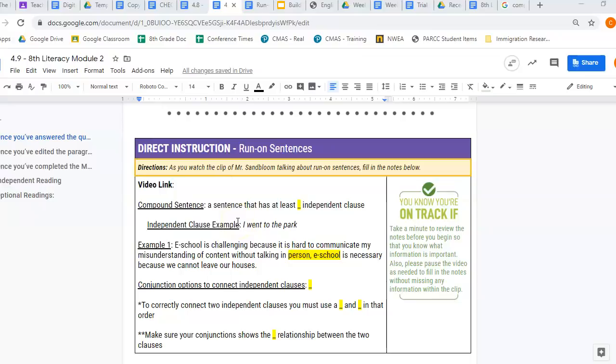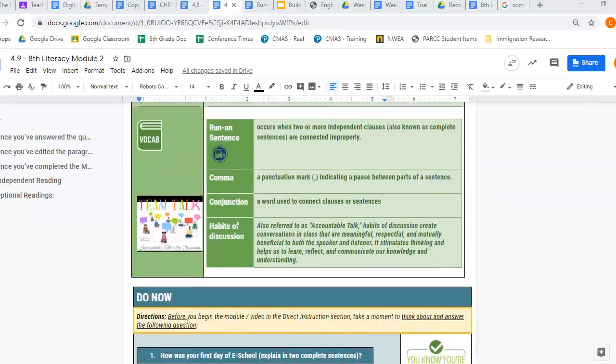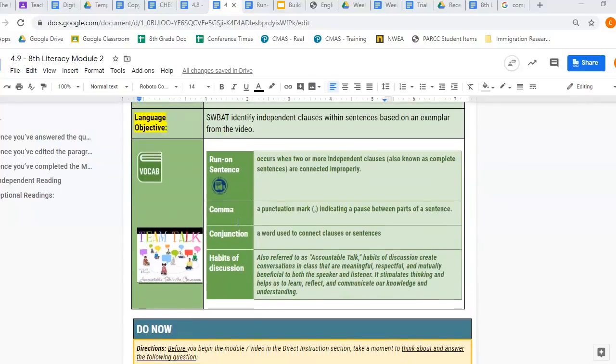Before we talk about run-on sentences and fill in the notes here, I think it's important to go back up to the beginning of our lesson and review some important vocabulary. So we know that run-on sentences occur when two or more independent clauses, also known as complete sentences, are connected improperly. Also, it's important to know a comma, which is a punctuation mark you have seen before, that indicates a pause or break between parts of a sentence.